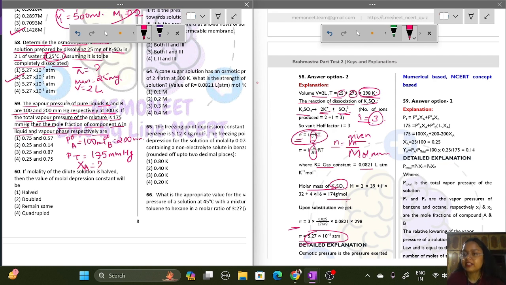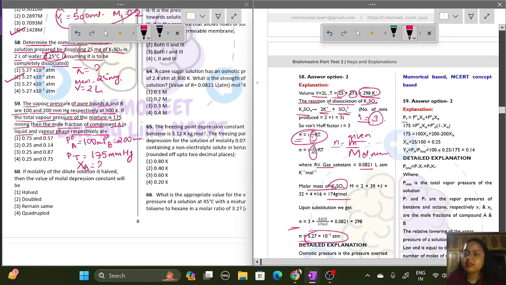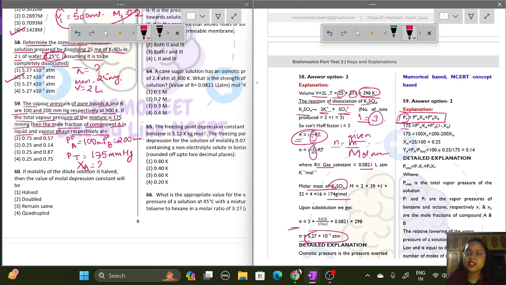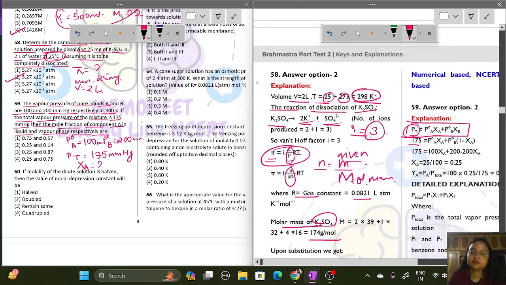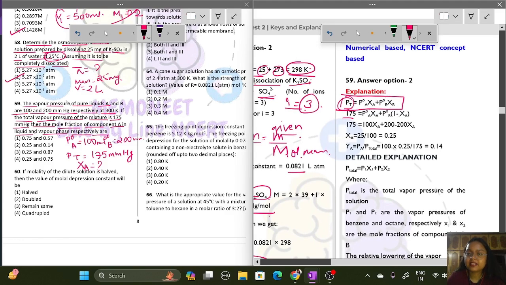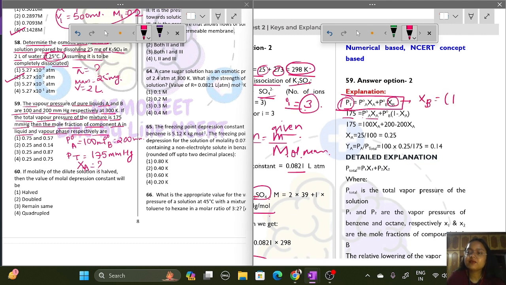Now let us see. For PT, we will use the formula of total vapor pressure. PT equals P naught A into XA plus P naught B into XB. Total pressure is given as 175. As no XB is given in the question, we can take XB as 1 minus XA. So PT equals 175, P naught A is given as 100 and XA we have to calculate, and P naught B is given as 200.